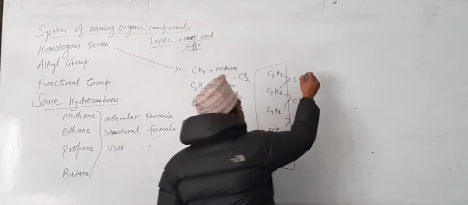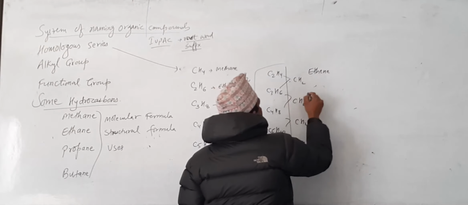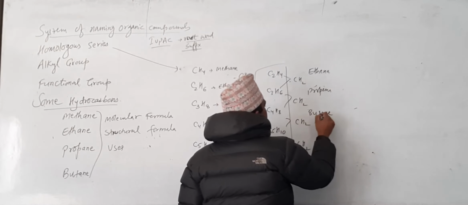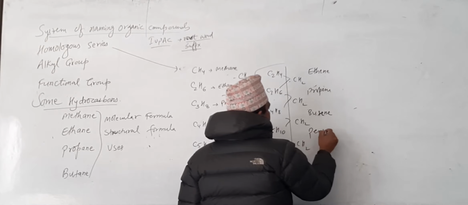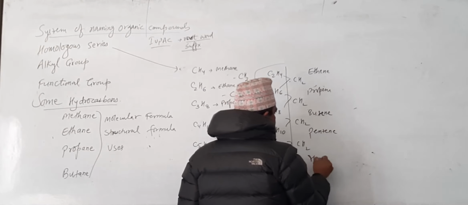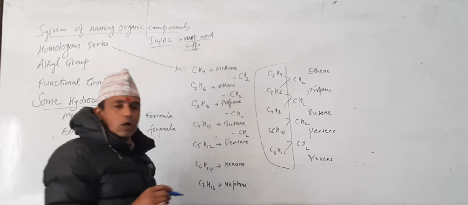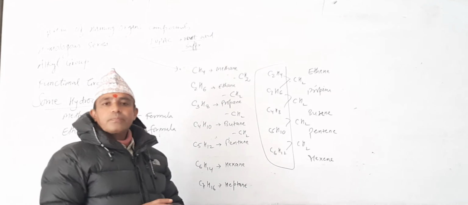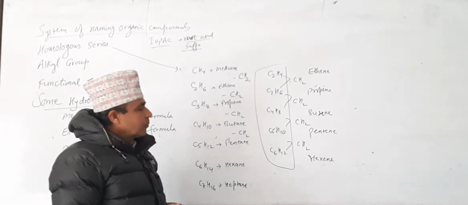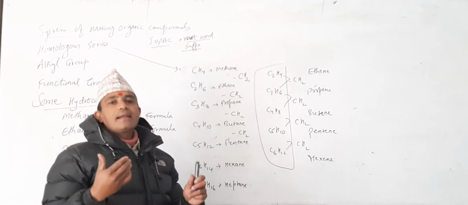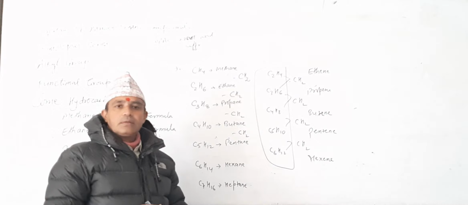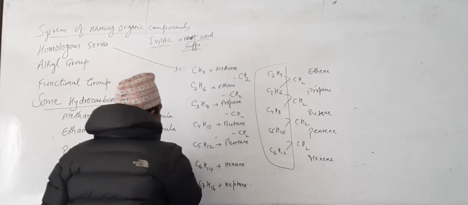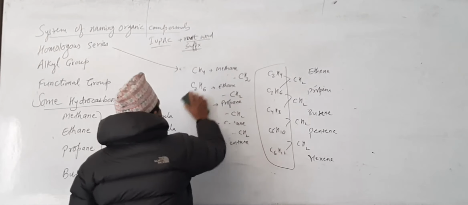So what are these names? Ethene, propene, butene, pentene, hexene. Okay. Not only that, there are other organic homologous series as well, like methyl alcohol, ethyl alcohol, propyl alcohol, butyl alcohol, etc. Okay. Now students, let's discuss the characteristics of homologous series.